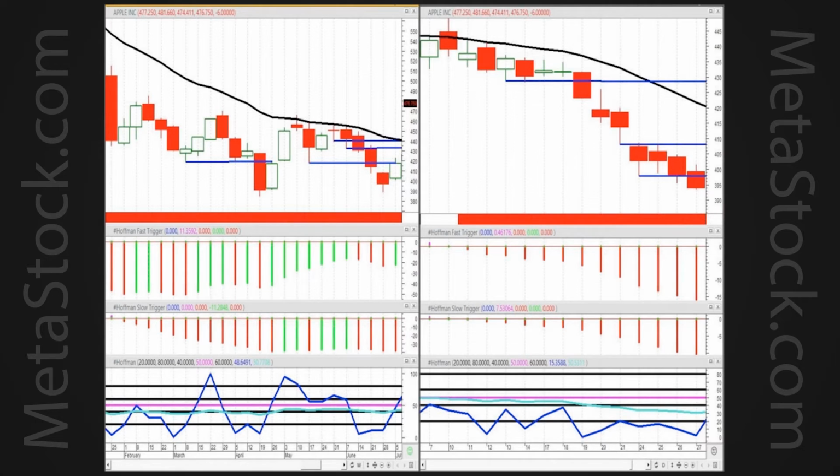So we want to identify this bar. This is now the signal bar, but that's not the bar we short on. The bar we short on is when we break down through that low.